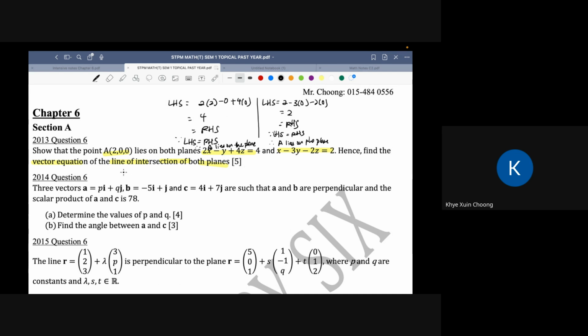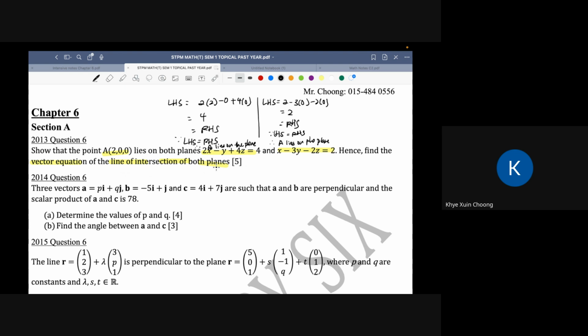So how do we find the vector equation of the line of intersection of both planes? You need to find the direction vector first. Just now I said that the direction vector should be the normal vector n1 cross n2, right? This one will be the direction vector. This question is very good because it gives you the position vector already. You don't need to use the trial and error method. You can directly write the equation as A, the position vector, plus lambda of the direction vector B you found. Then you will get the line of intersection of both planes.